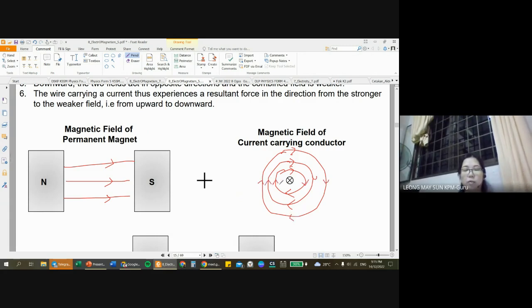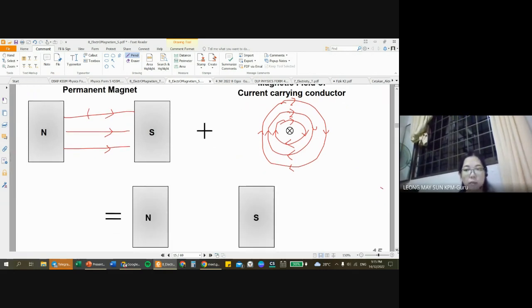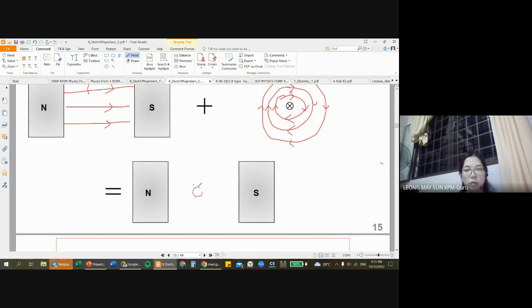Please be careful when you draw the direction of the arrow. Make sure it's all in the same direction. So you see at the top part, both of them are actually in the same direction. So here it will actually move together following the direction of north to south. It will curve a little bit, okay?